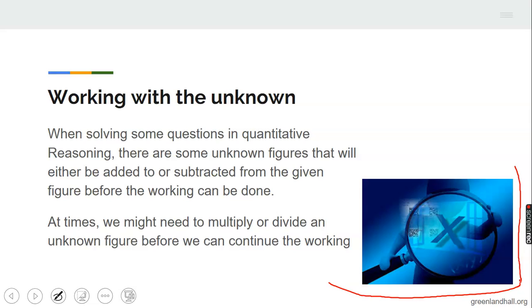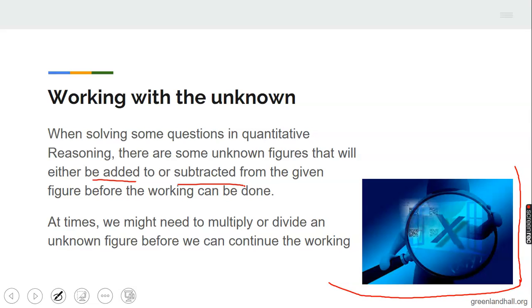When solving questions in quantitative reasoning, there are some unknown figures that will either be added or subtracted to the given figure before the working can be done. Don't forget, if you don't get the unknown figure out, you might not be able to work out the question. You just be there struggling and you don't get the correct answer. Why? Because you have not been able to get that unknown figure that is hidden in the question. So the first thing you must know is be able to do that. How do I figure out the unknown figure?